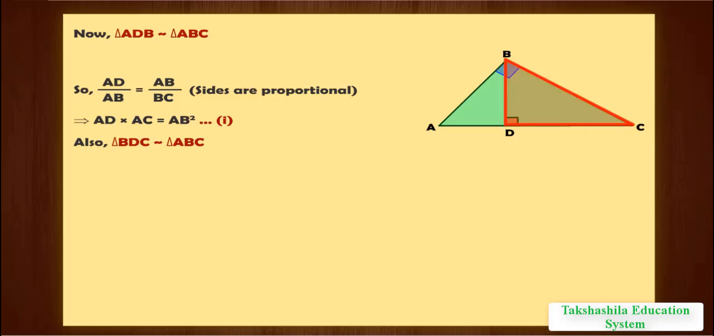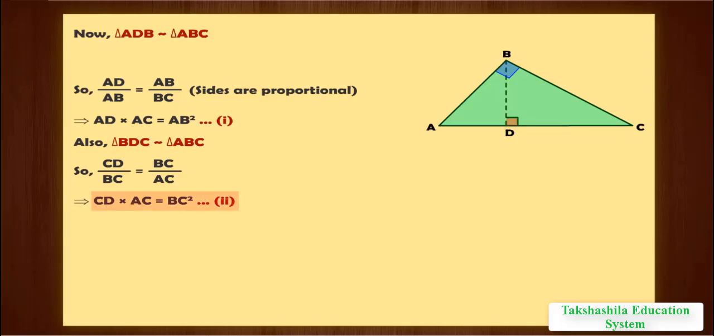Also, triangle BDC is similar to triangle ABC. So, CD upon BC is equal to BC upon AC, which on cross multiplication gives CD into AC is equal to BC square. This is equation 2.